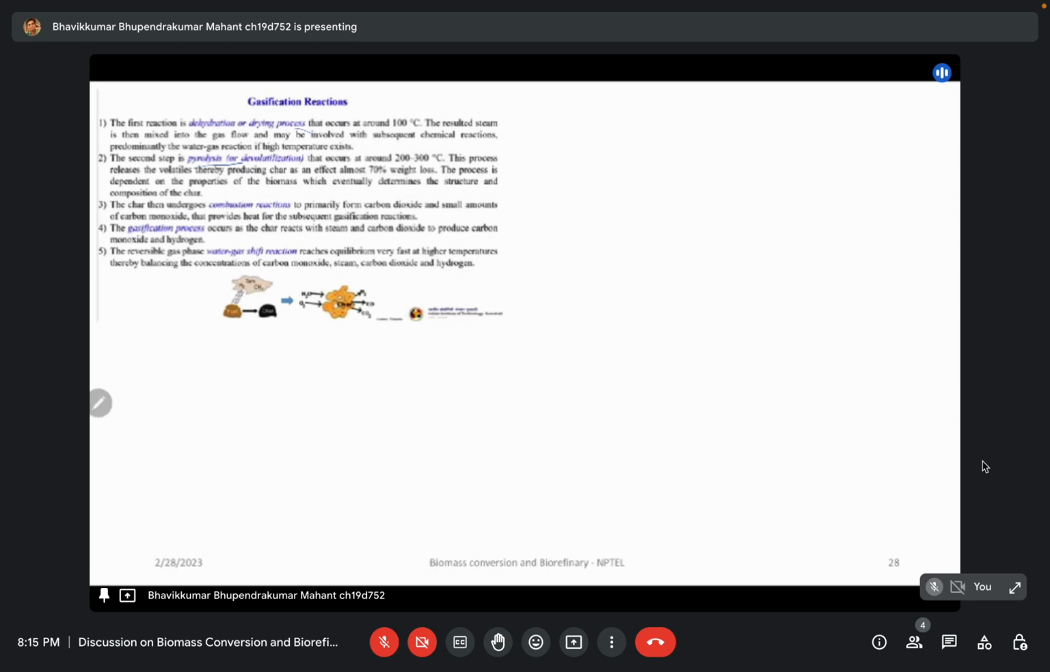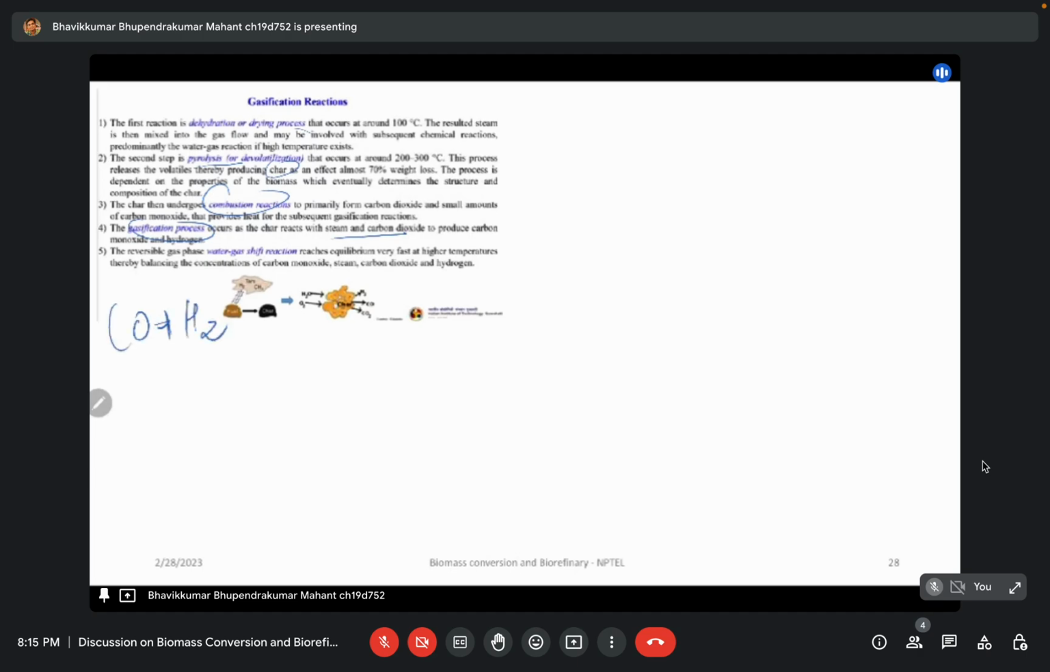Then the third process is the combustion reaction. The char which you got here can be converted into carbon dioxide and carbon monoxide, and it can provide the heat for the gasification reaction. After this combustion process, the major part is CO2, but our main focus is on the gasification process, so we are providing a smaller amount of oxygen. After a little combustion, you will get the gasification process, where your char reacts with steam and carbon dioxide to produce carbon monoxide and hydrogen, CO and H2, which is our main product.